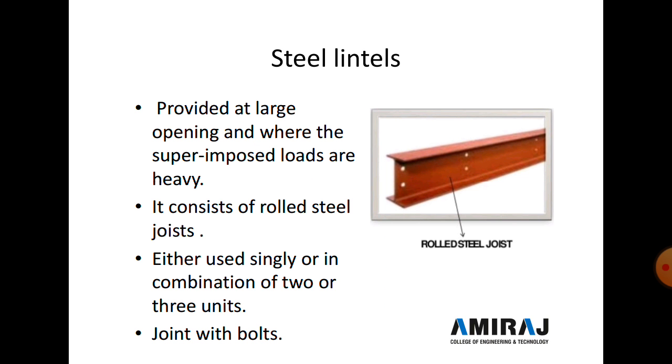Now the next type of lintel is the steel lintel. It is provided for large opening areas where the superimposed load is heavy. See this figure, a rolled steel joist is seen, and an I section is seen. It consists of rolled steel joists, used either singly or in a combination of 2 or 3 units, joined with bolts. Here a bolted connection is provided if we need to join the lintel.